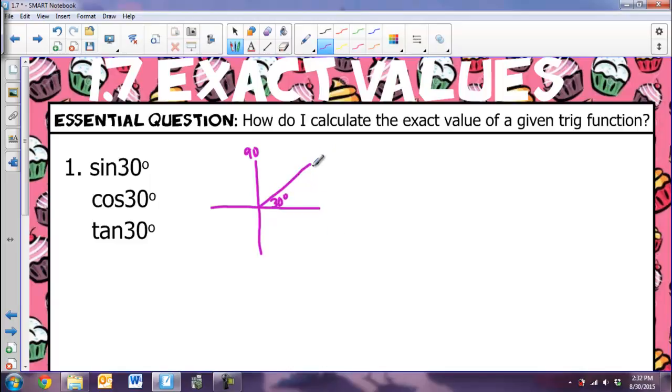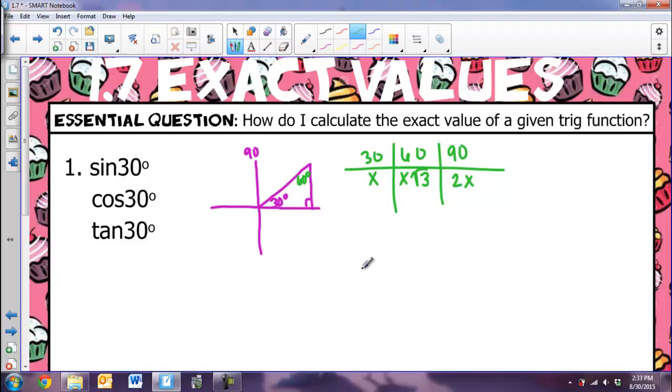If I drop this down and make myself a nice little right triangle, you're going to notice that if this angle is 30 degrees, then this angle must be 60 degrees. Hopefully you remember that from the first week of school, because we're going to be putting it all together now. This is the special right triangle, a 30-60-90 triangle. If we remember our ratios, the side opposite the 30 is x, the side opposite the 60 is x root 3, and the side opposite the 90 is 2x.